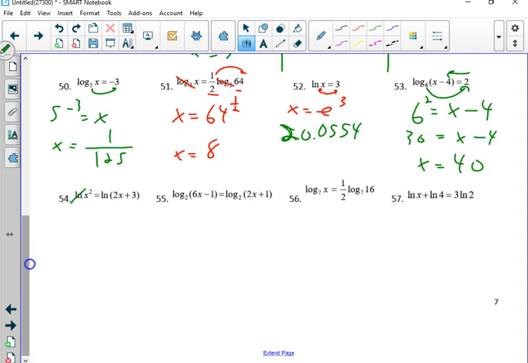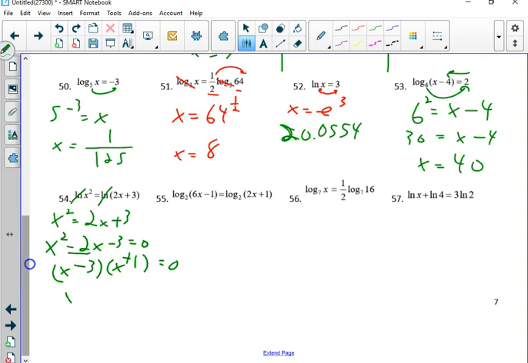Okay, we have an ln on both sides. We just cross it out. x squared equals 2x plus 3. I'm going to move both the 2x and the 3 to the other side by subtraction. And now I just guess and check factoring. x times x, 3 and 1. I want more negatives. x equals 3 and negative 1.